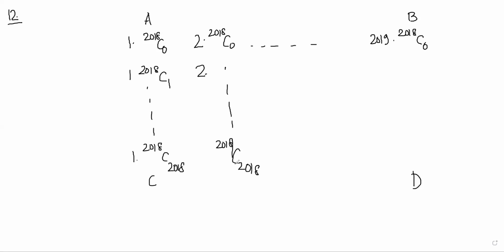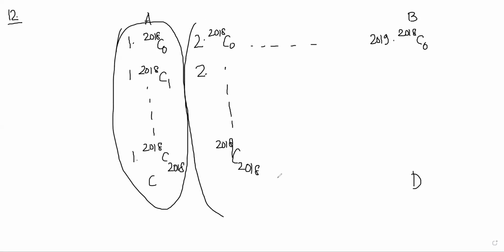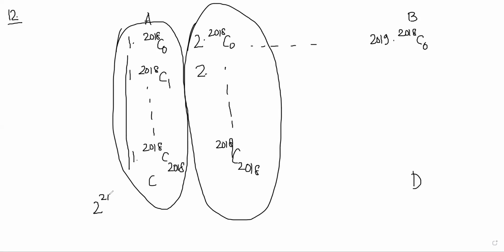Okay, this is super easy. Don't add like this, add like this. This is super easy, no? What is this? 2 power 2018 into 1. Yes, I realize. This is 2 into 2 power 2018. Yes, Navya. And this is 2019 into 2 power 2018.